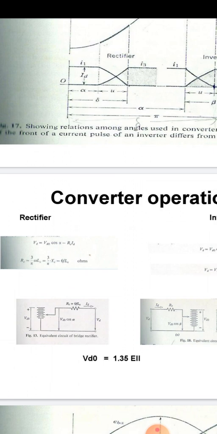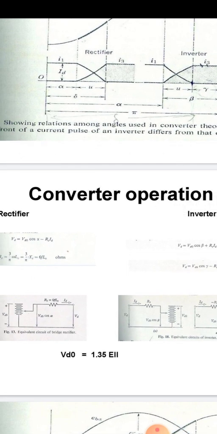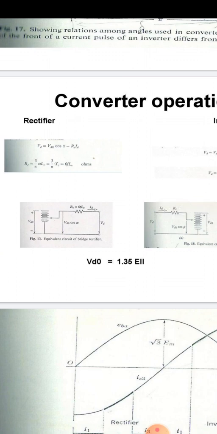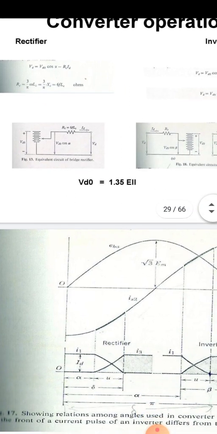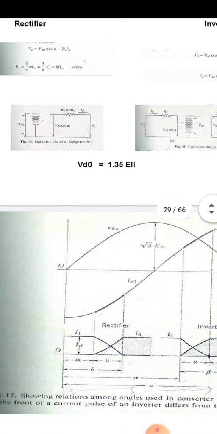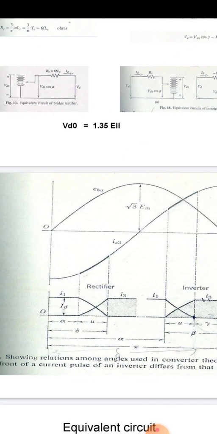The rectifier gives a VD equal to the output voltage expression from the given circuit, and the inverter operation always depends upon the HVDC transmission. After HVDC transmission, both converter stations are given proper output controlling converters. So this is the equivalent circuit of the bridge rectifier, and the second one is the equivalent circuit of the inverter circuit. Both circuits have some technical differences.